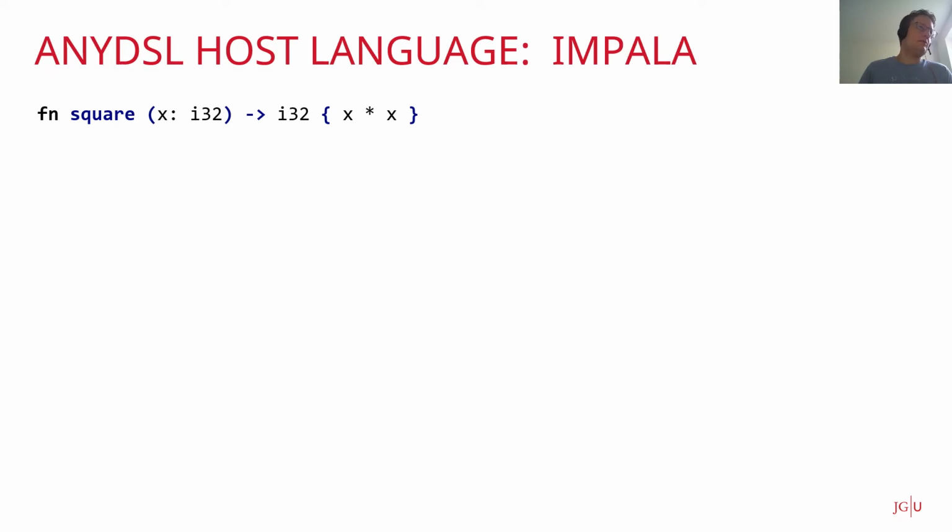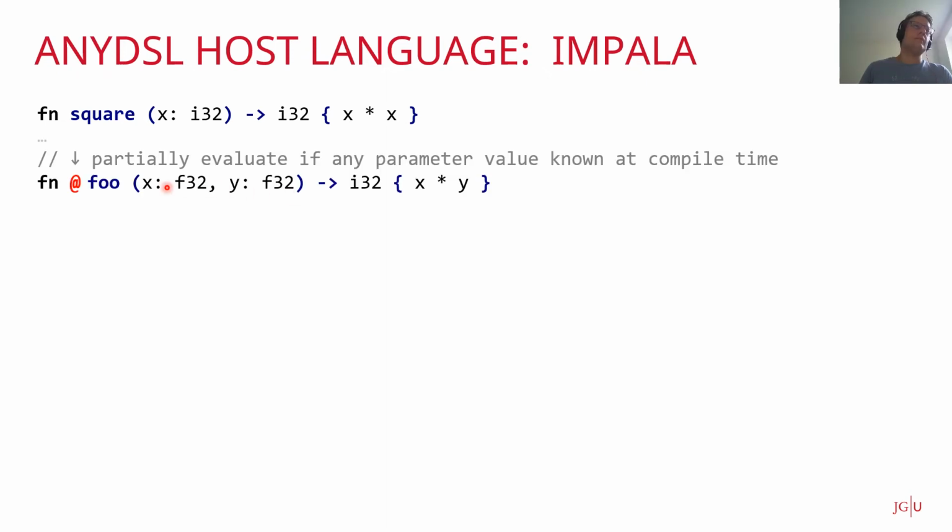So what does this look like? Here we have a short Impala function which maps an integer to its square. And those of you who are familiar with Rust will probably recognize the syntactic similarity. In this next example, the function foo has this @ sign in front of it, which tells the partial evaluator to generate specializations with respect to parameter values, which means that if x is known to be 1 at compile time, the partial evaluator will generate a specialization of foo with x held constant to 1.